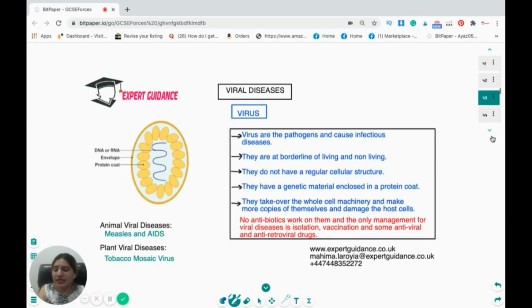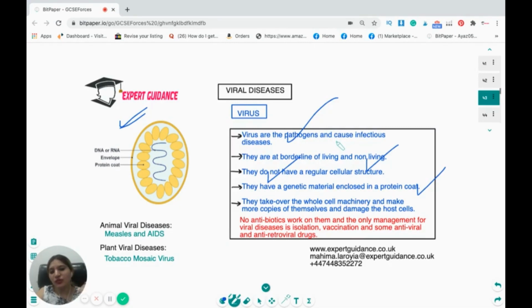We'll be looking over a viral disease in plants and animals, a bacterial disease, a fungal disease, and a protist disease. Now, what are viruses? Viruses, as we said, are pathogens and cause infection and diseases. They are at the borderline of living and non-living. They do not have a regular cellular structure. If you just see the structure of the virus, it looks something like this: a protein coat with genetic material, DNA or RNA, inside it. They take over the whole cell machinery of the host, make more copies of themselves, and damage the host cell. Now, no antibiotics work on them.